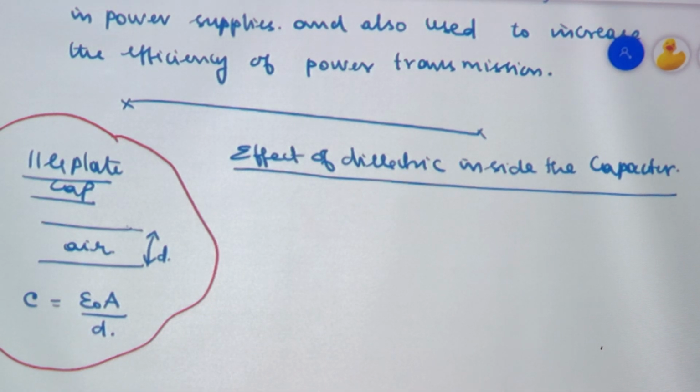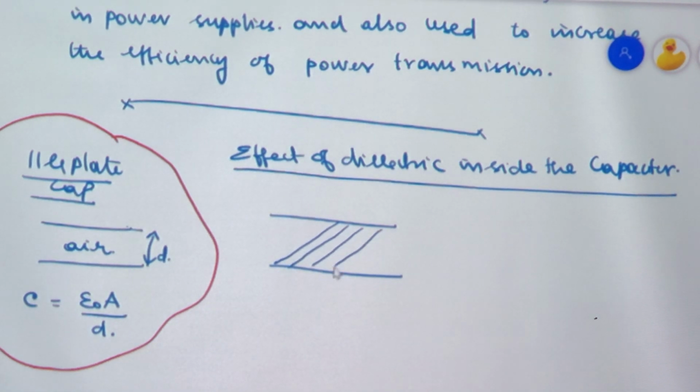Now we are going to study a special concept. In between the two plates, instead of this air medium, if some dielectric is placed inside, then what will happen to the capacitance of the capacitor? That we are calling the effect of dielectric. So the question is, what will happen? Or we can say, what is the effect?